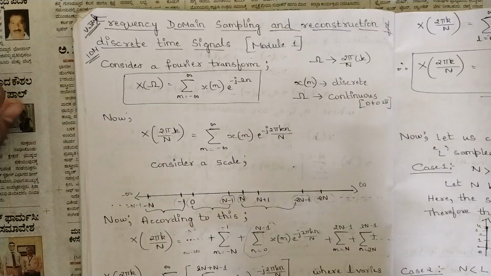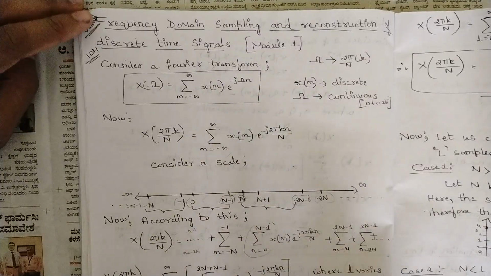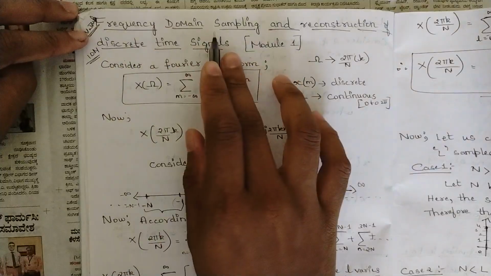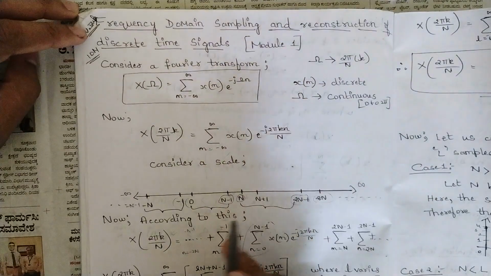Okay. So those who have not seen my previous videos, it is available in my playlist. So please do watch that. Without wasting any time, let's try to understand this derivation. So the heading is frequency domain sampling and reconstruction of discrete time signals. Okay, this is from module 1.